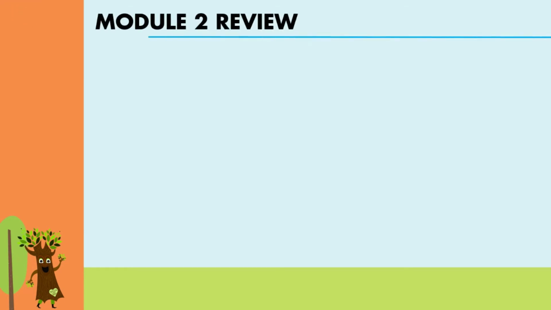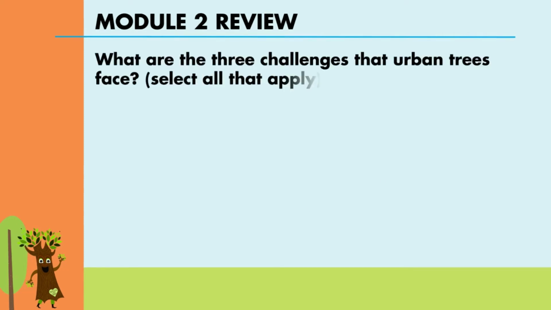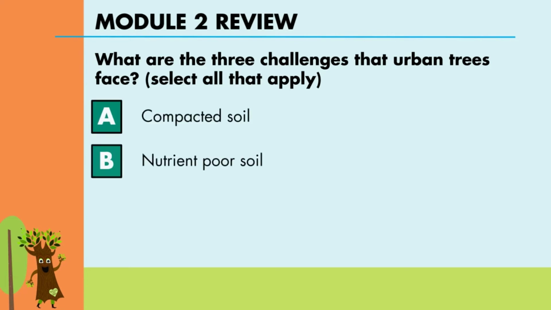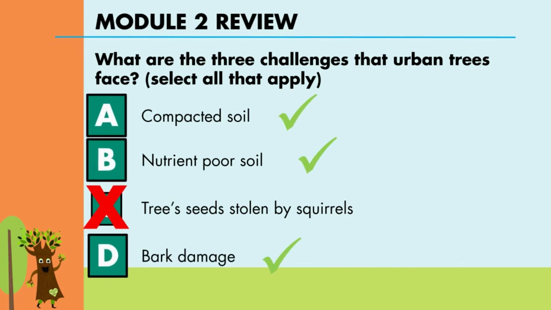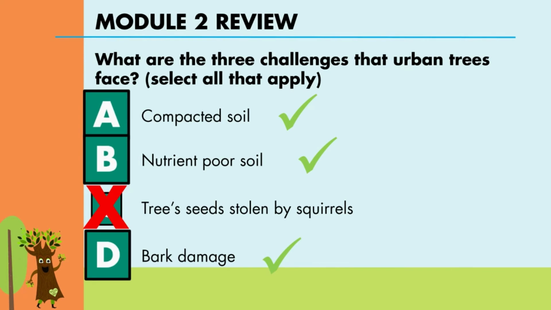And now it's time for a little review. What are the 3 challenges that urban trees face? A. Compacted soil. B. Nutrient-poor soil. C. Trees' seeds stolen by squirrels. Or D. Bark damage. If you chose A, B, and D, you're right!